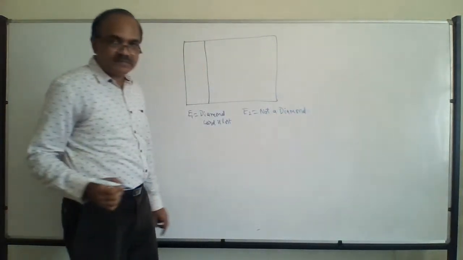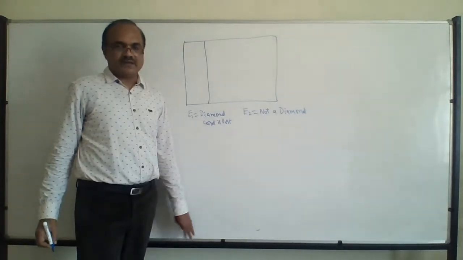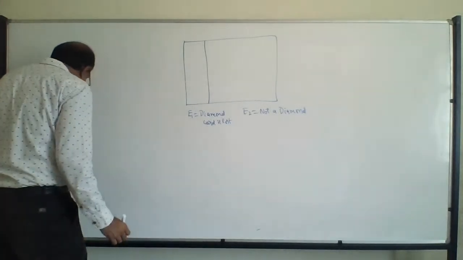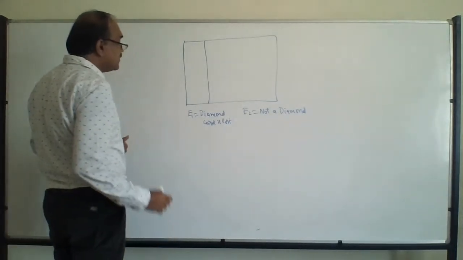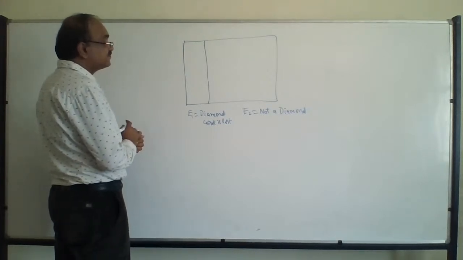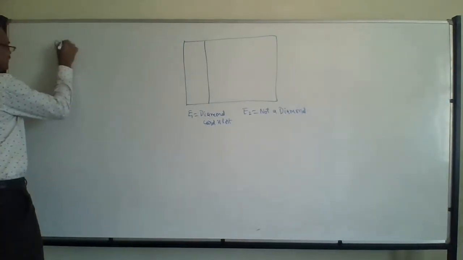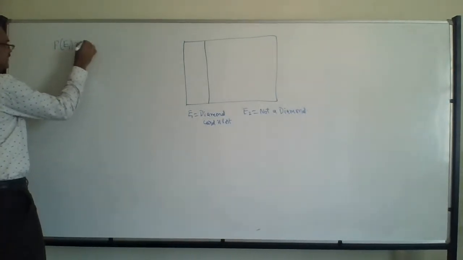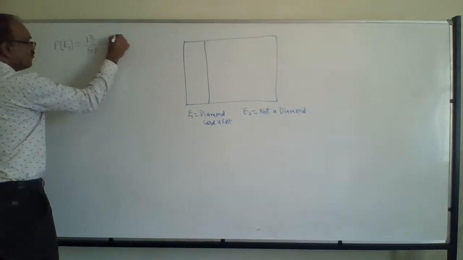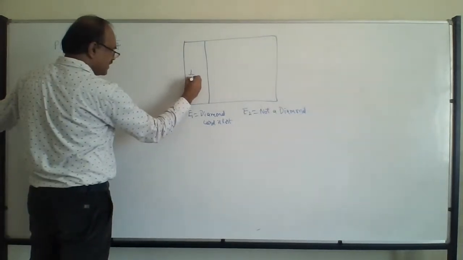There are many other cards. Now, how many diamond cards will be there in a pack of 52? 13. So what is the probability that a diamond card is lost? That is the probability of E1. Probability of E1 is 13 out of 52. That is your 1 by 4.